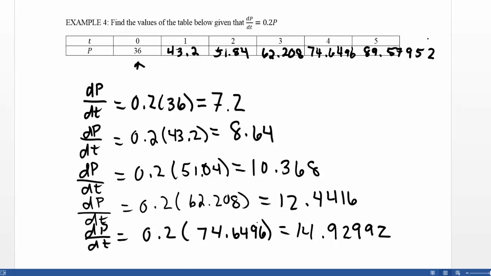So to fill in this table, I need to look at the derivative of how much I changed from one point to the next, which I can find by using my differential equation. And then I need to keep plugging in my new dependent value to figure out how much my function is changing. And then I can fill in down the table. So let's look at another example.